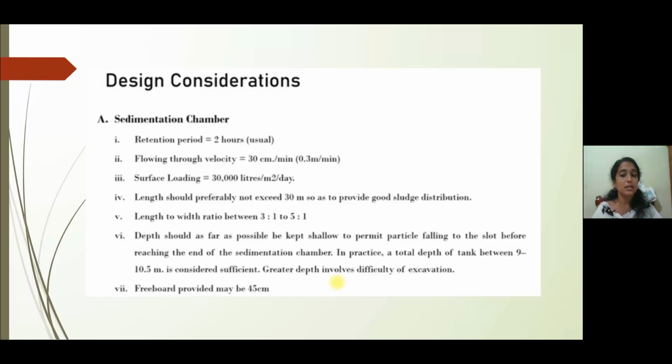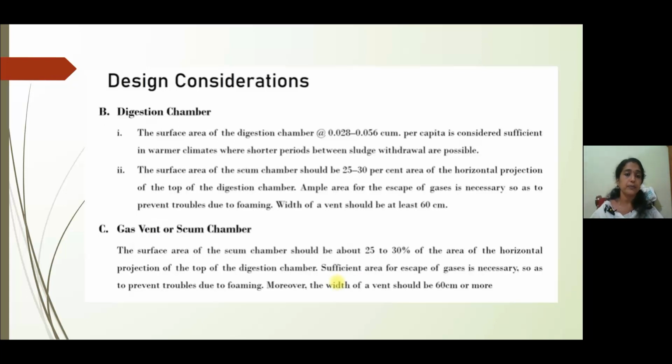In practice, a total depth of the tank between 9 to 10.5 meter is considered sufficient. Greater depth involves difficulty of excavation, that is, desludging will be very difficult. And the freeboard provided may be 0.45 meter or 45 centimeter.